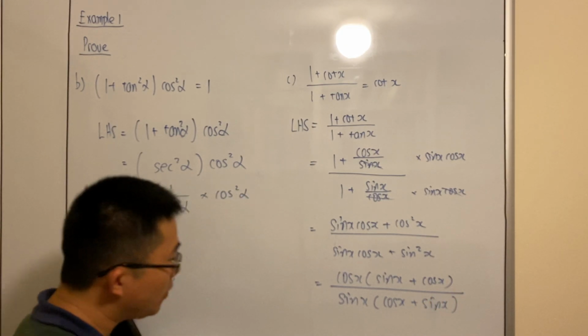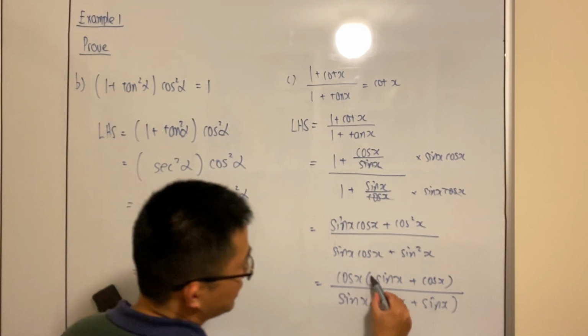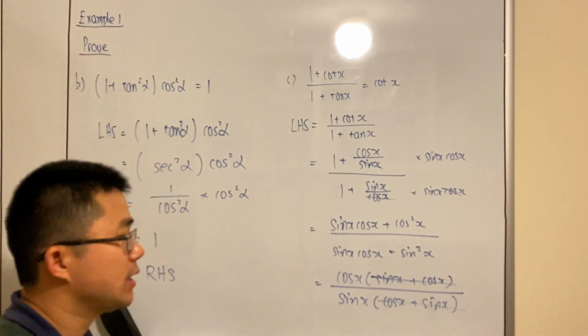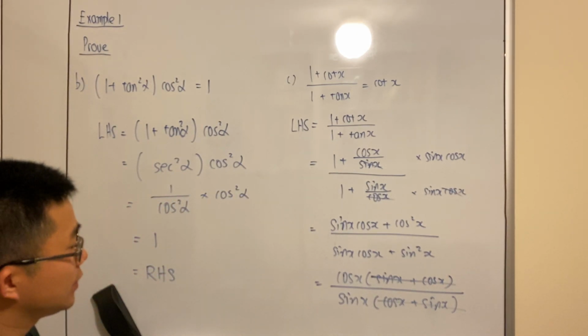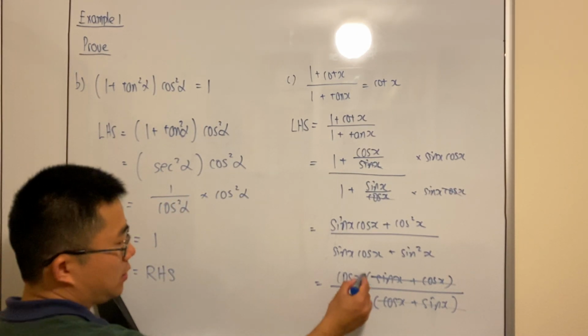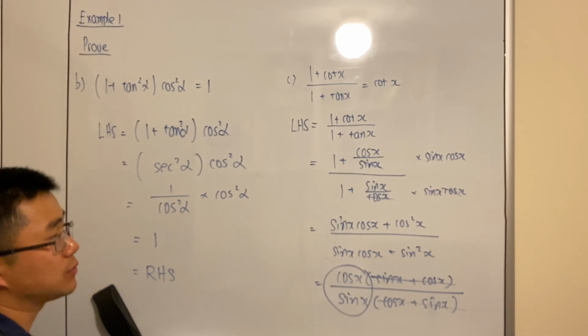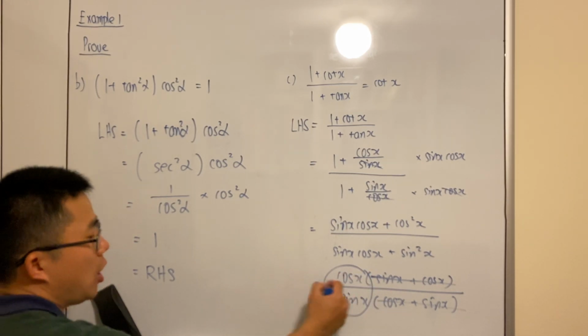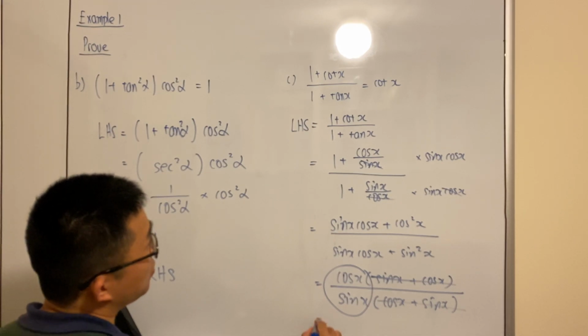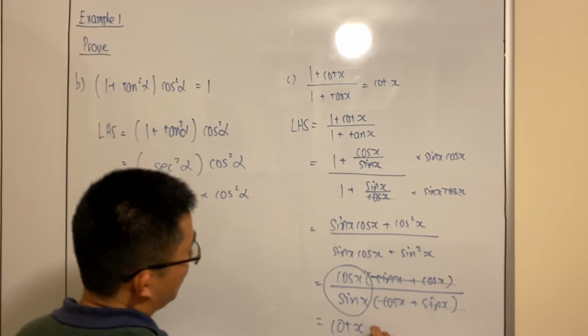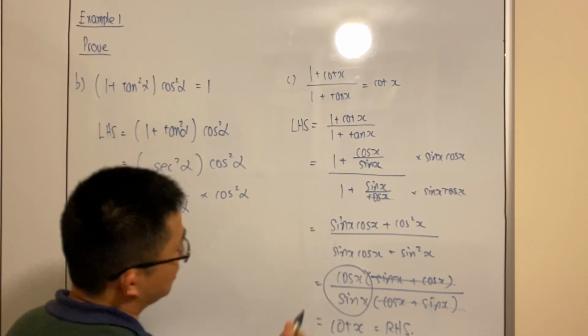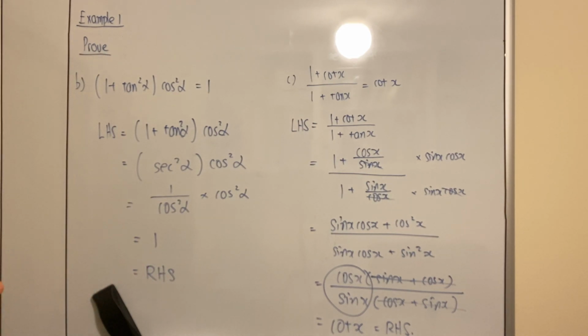And I really hope you can see, these two terms are exactly the same, which means I can cross them out. So now what you get is cos x over sine x. And that is equal to cotangent x, which is the right-hand side of the question. And that's how you prove it.